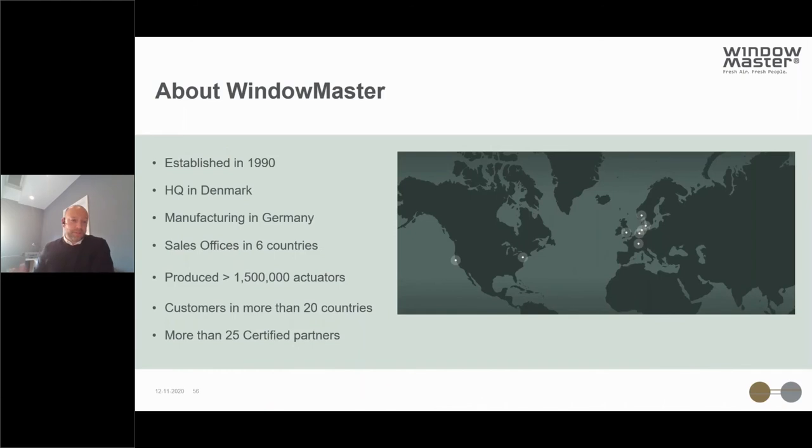And just finishing up then, for those of you who haven't perhaps dealt with WindowMaster, we've been around for a while. We're over 30 years in the market now with industry-leading actuator technology. Our headquarters is in Denmark, with our manufacturing in Germany, and we've got sales offices in 6 countries. We've produced over 1.5 million actuators that we're proud to be out there making buildings operate more comfortably and more energy efficiently. And we service customers in more than 20 countries through a network of certified partners and key accounts.